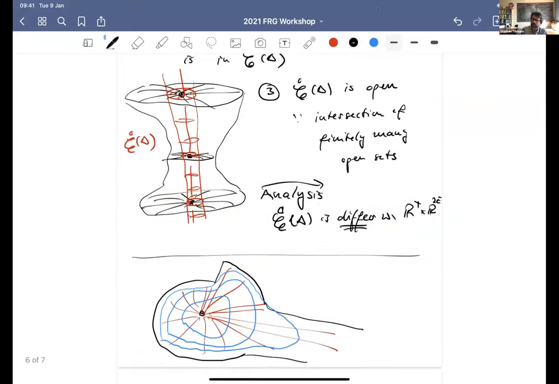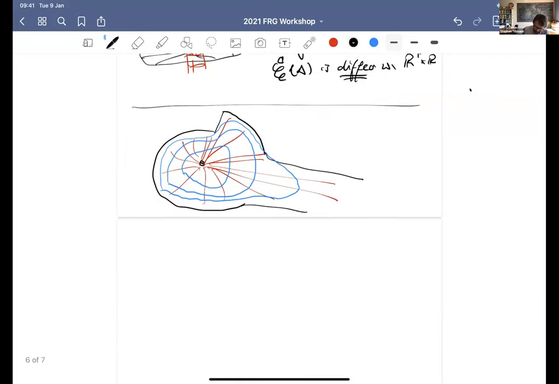Are there any questions or comments? Okay. So then let me just sketch the second case. So the case where a delta is more general.